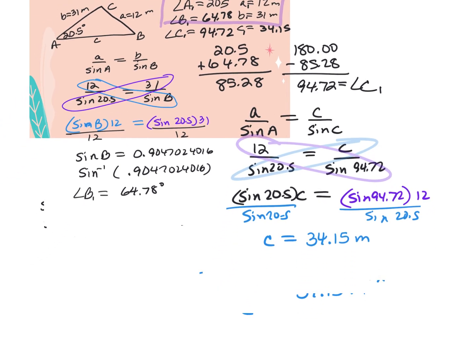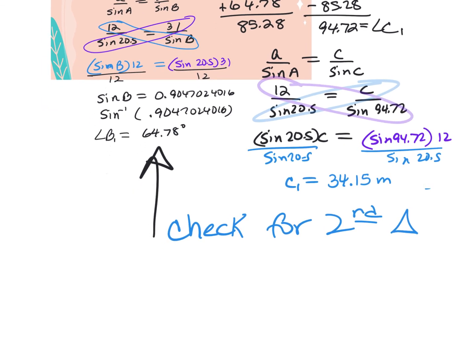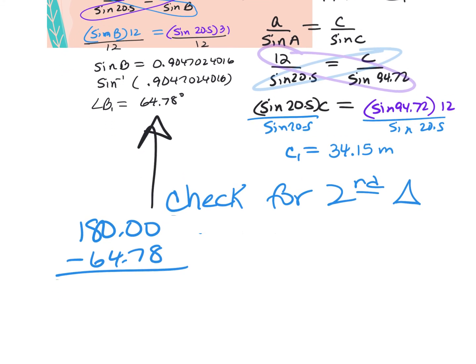Now go back to where you calculated the very first angle here, and we've got to do the check. So this is the check for the second triangle. And again, if you'd rather do the check as soon as you find it, you can. So I'm going to take 180, subtract that first angle I found, and I end up with 115.22. Now this is potentially my angle B for the second triangle.